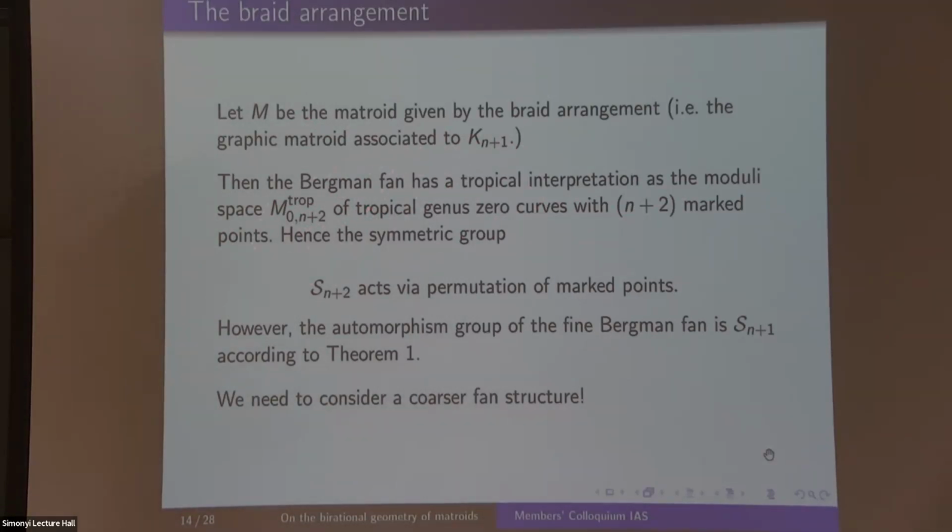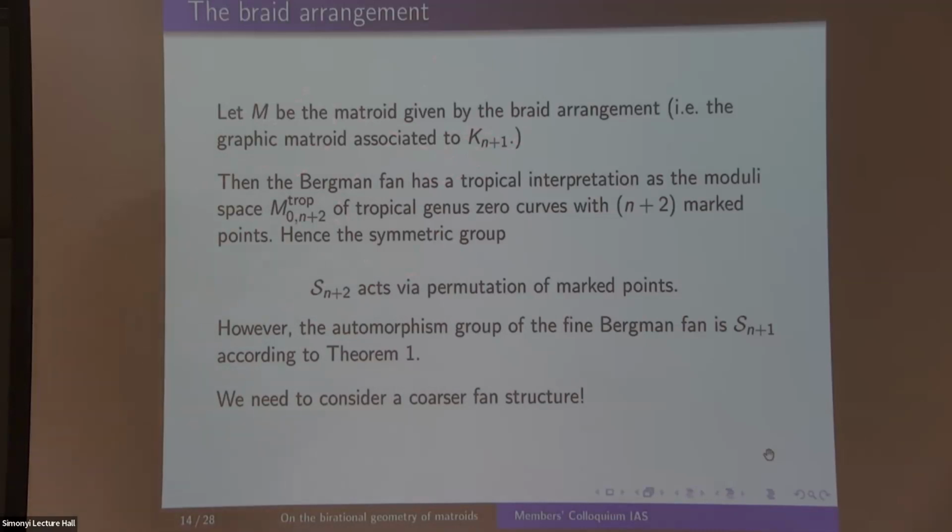And in this interpretation, you have a very natural action of the symmetric group S_{n+2} on n+2 elements, because it is something with n+2 marked points. And of course, you can permute the points, and you will get a nice action on the moduli space. This is what we do all the time when we look at moduli spaces of marked things. But on the other hand, the automorphism group of the matroid associated to K_{n+1} is S_{n+1}. This is not hard to prove.